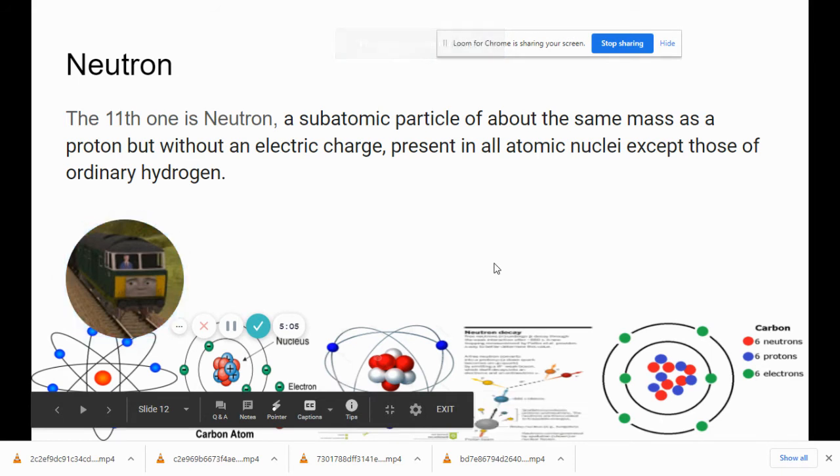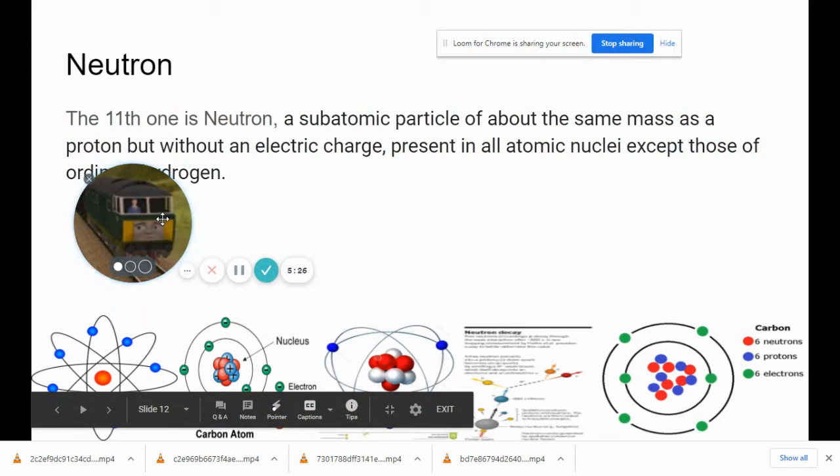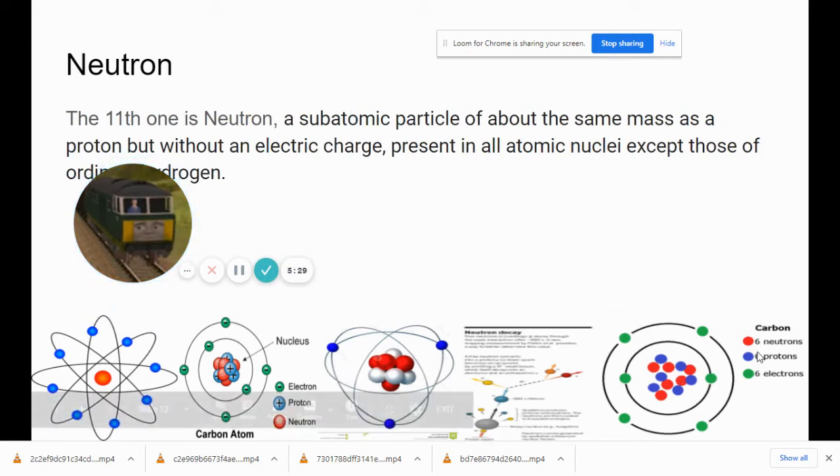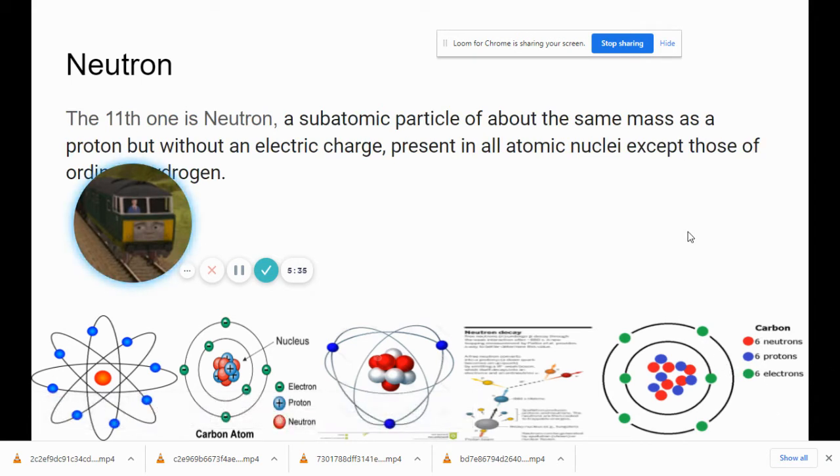All right, so the 11th one is neutron. A neutron is a subatomic particle of about the same mass as a proton, but without the electric charge, present in all atomic nuclei except those of ordinary hydrogen. All right, so this is what it looks like. Carbon has six neutrons, six protons, and six electrons, which was explained at the end of the last video. Just look at those for a few seconds or so.